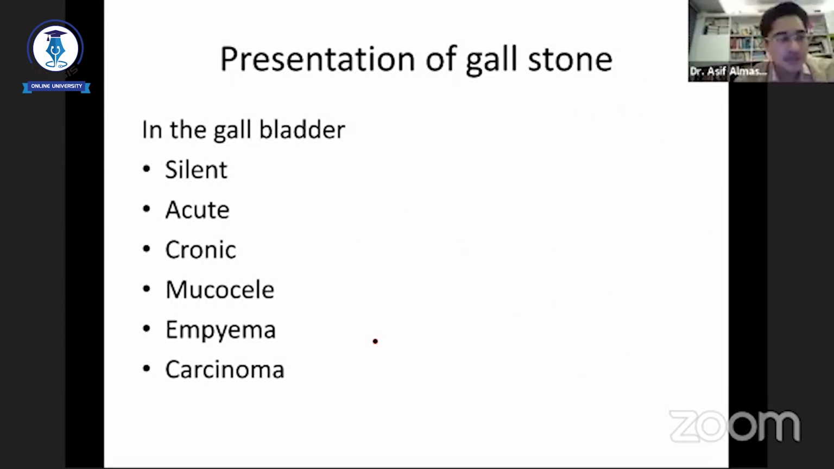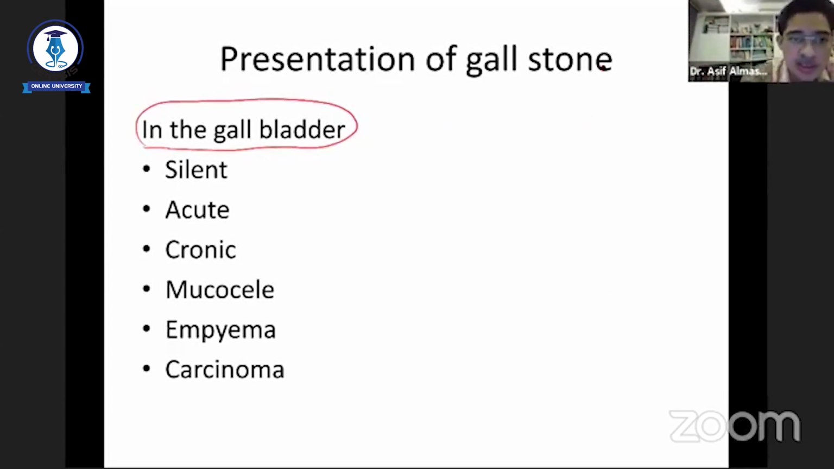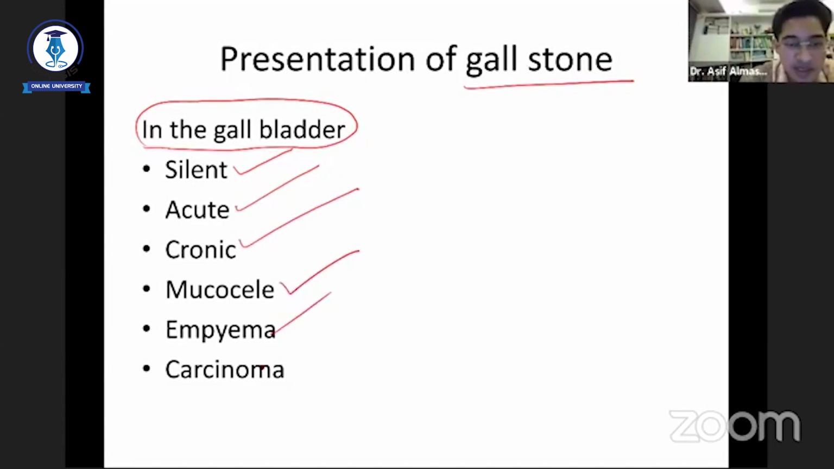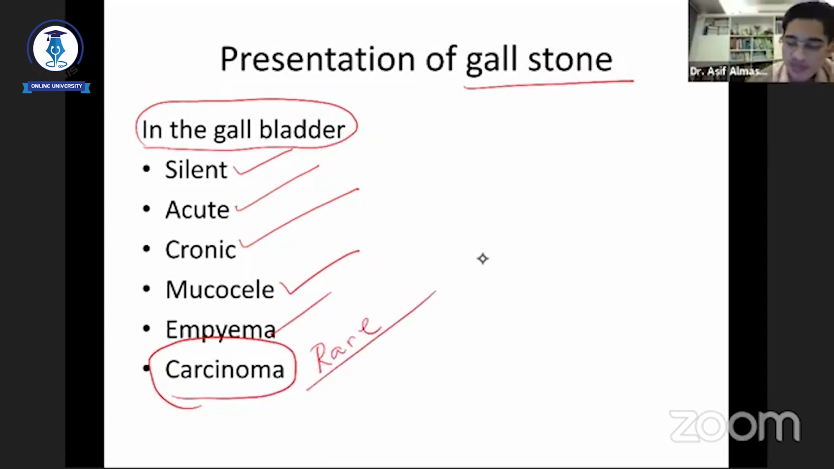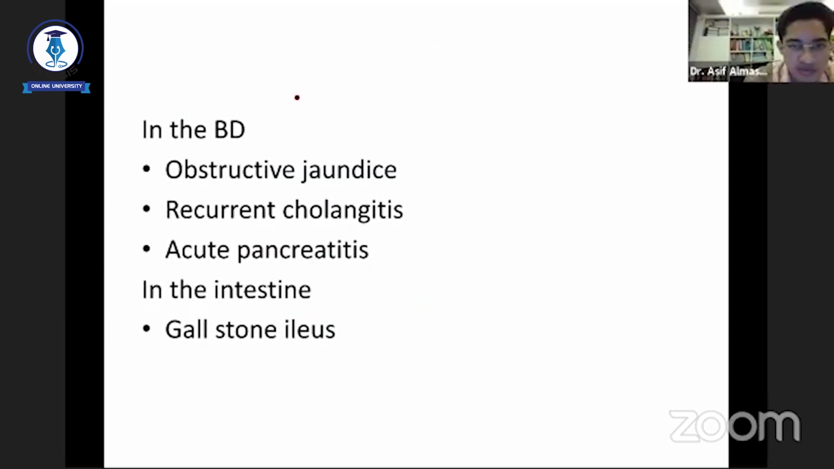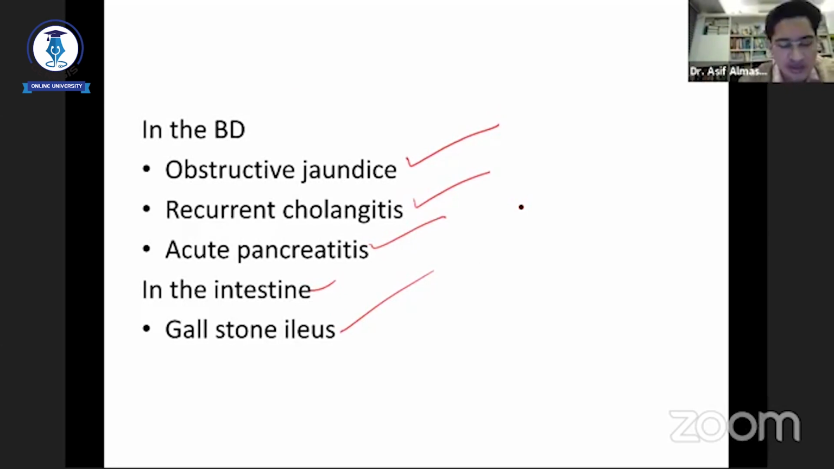Another thing commonly asked is, what are the complications of gallstones? In the gallbladder, it may be silent. Many of us have stones in our gallbladder, but it is asymptomatic. There may be acute cholecystitis, chronic cholecystitis, mucocele, empyema, rarely carcinoma. This is very rare, but can happen. In the bile duct: obstructive jaundice, recurrent cholangitis, pancreatitis. In the gut, gallstone ileus. These are some of the questions which are loved by the examiner, so they will ask you these questions.